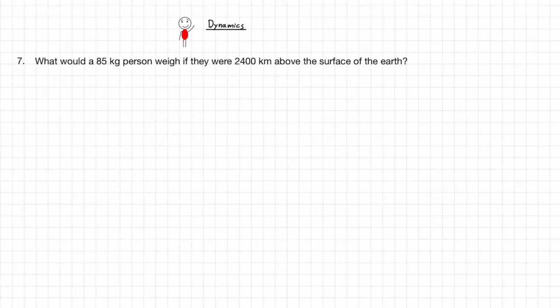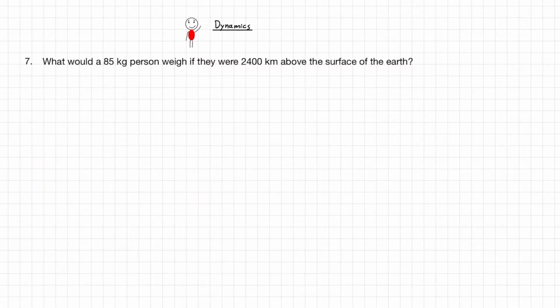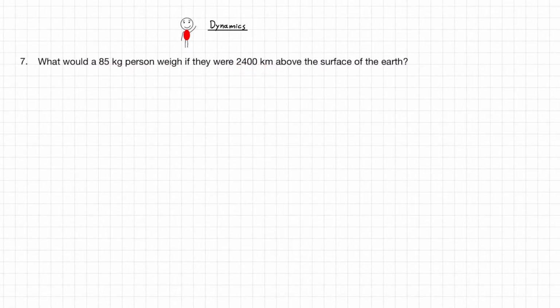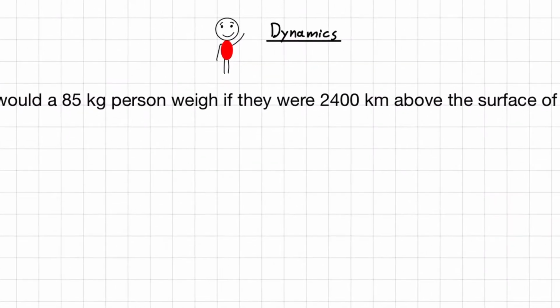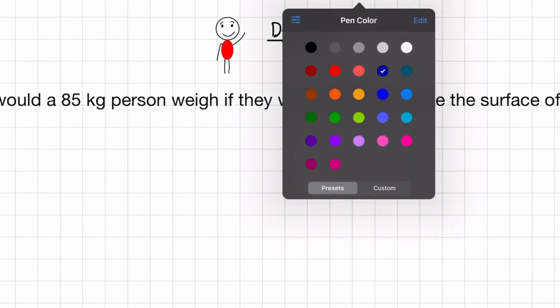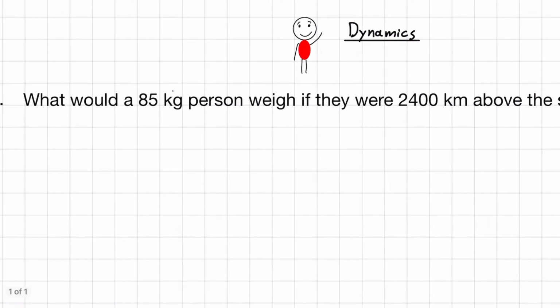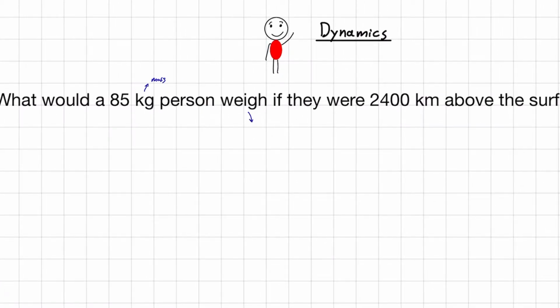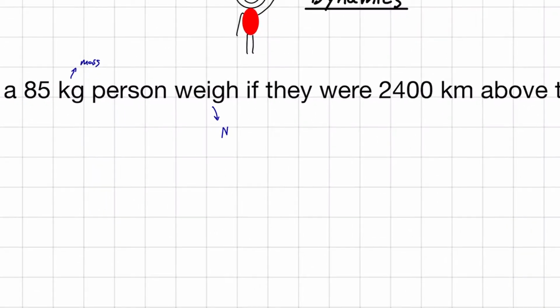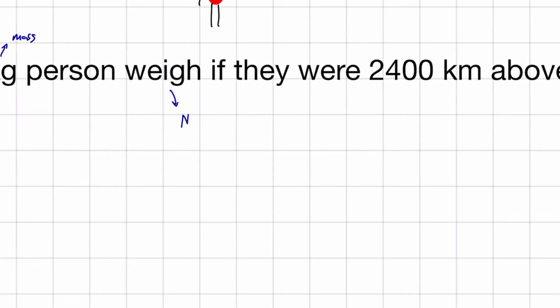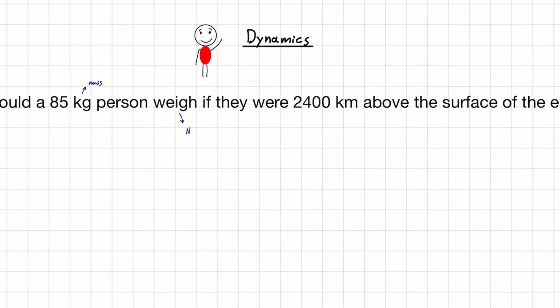So let's do an example now with gravitational mechanics. This question says, what would an 85 kilogram person weigh if they were 2,400 kilometers above the surface of the Earth? A few important things to note here: kilograms is a measure of mass, and when it's asking for a weight, it's asking for newtons, or force. So we're going to want an answer in newtons.